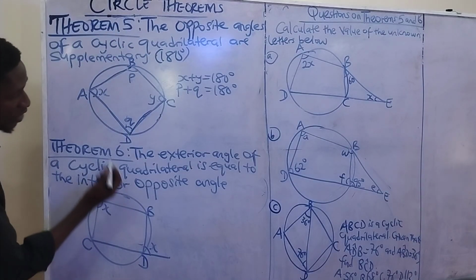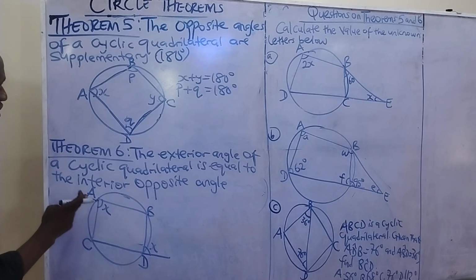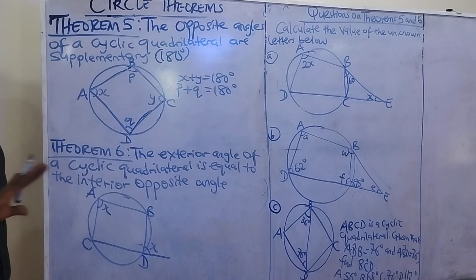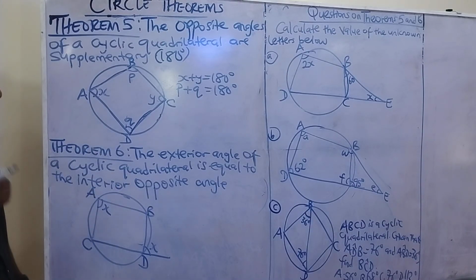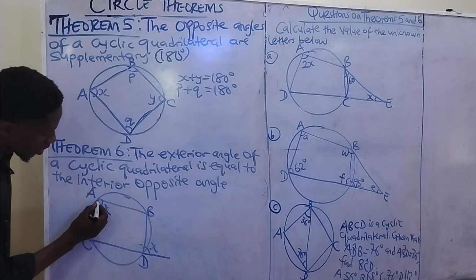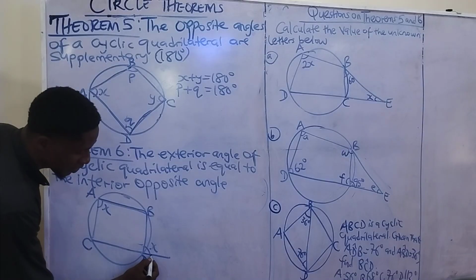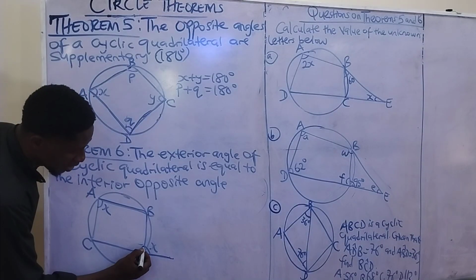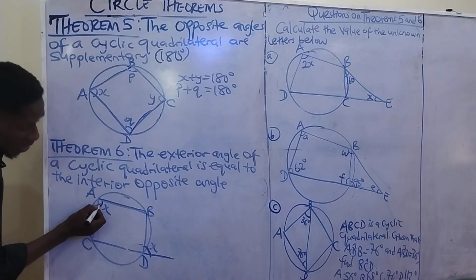Theorem 6. The exterior angle is an extension of this theorem 5. The exterior angle of a cyclic quadrilateral, exterior meaning something that is outside of the cyclic quadrilateral, is equal to the interior opposite angle. You can see we have a cyclic quadrilateral here, but it was not extended outside. So this exterior angle here, when you go straight, is equal to this angle here.